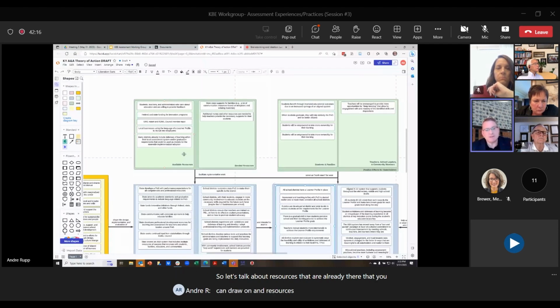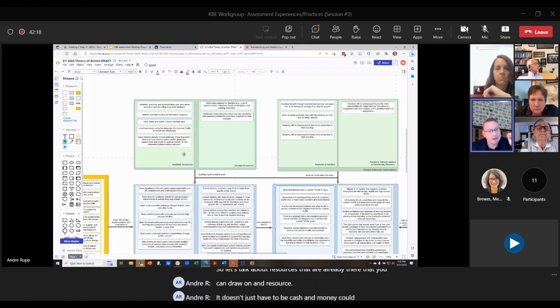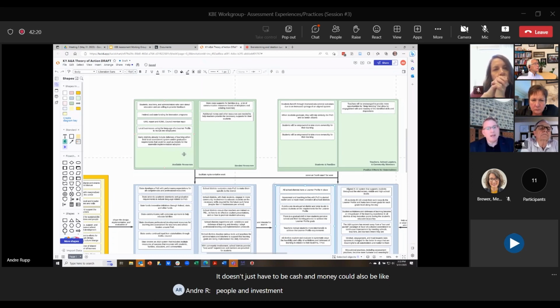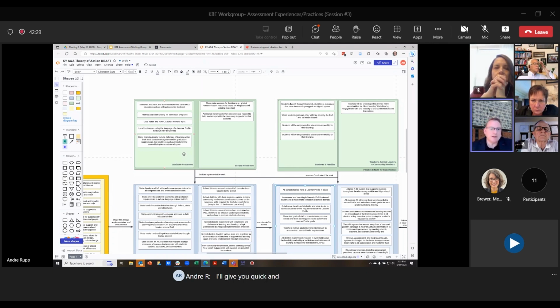And resources doesn't just have to be cash and money. It could also be people and investment. And these resources, that you would need in order to accomplish some of the goals that are listed below. So why don't I give you a quick minute here to read or scan these. Oh, and sorry, I should say on the right-hand side, my apologies.